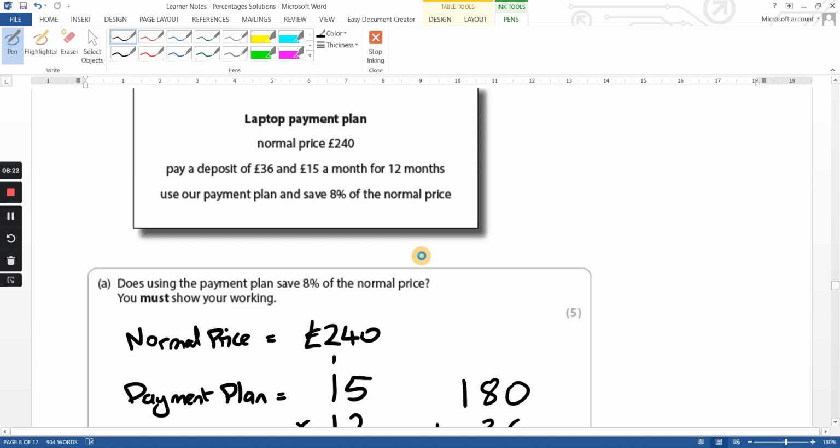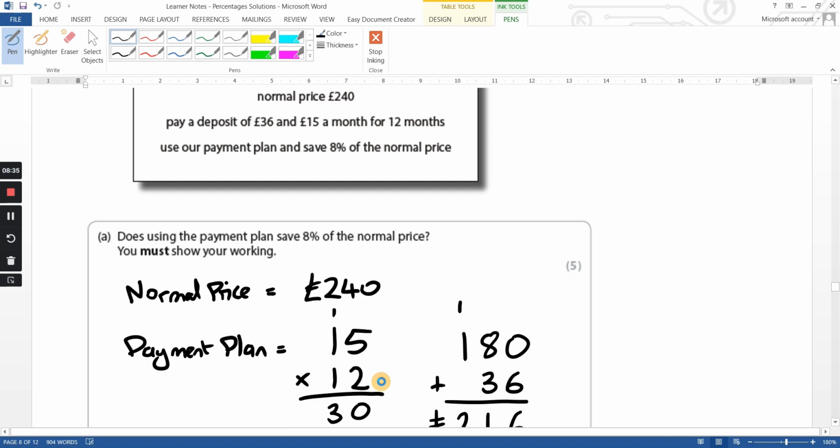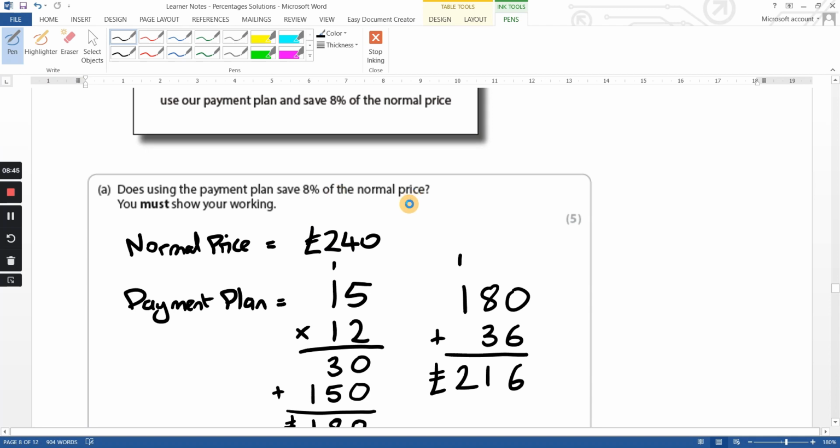Yep, let me just double check. So that's going to be 6 there. 8 plus 3 is 11. Carry the 1. That's going to be a 2 there. So that's £216. So they're asking, is using the payment plan saving you 8% of the normal price?